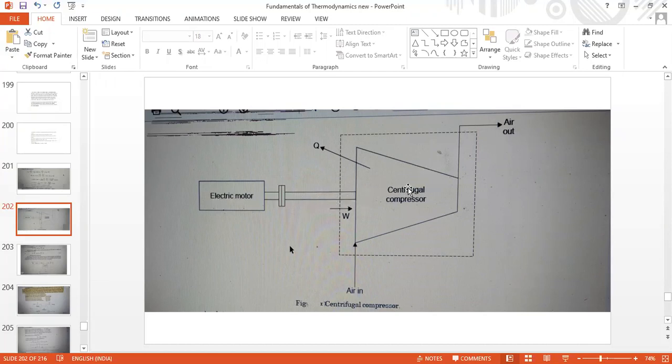Thus, the rotor of a compressor rotates by giving work input or power input to it, or simply a compressor runs by taking some power from an external device. And what is the purpose of the compressor? The purpose of the compressor is to give, for this example, pressurized air.